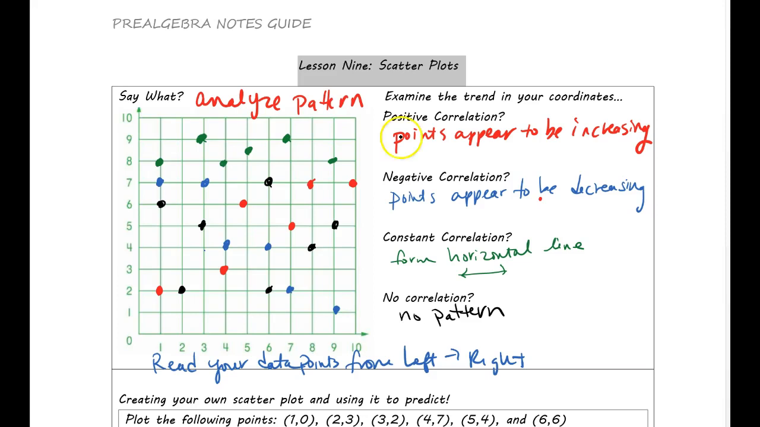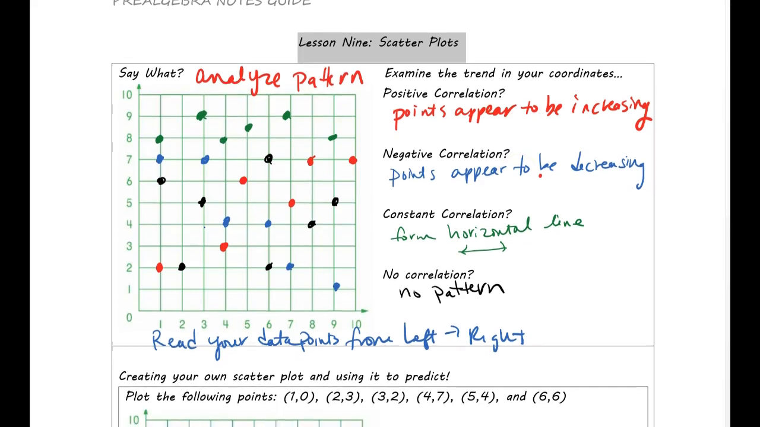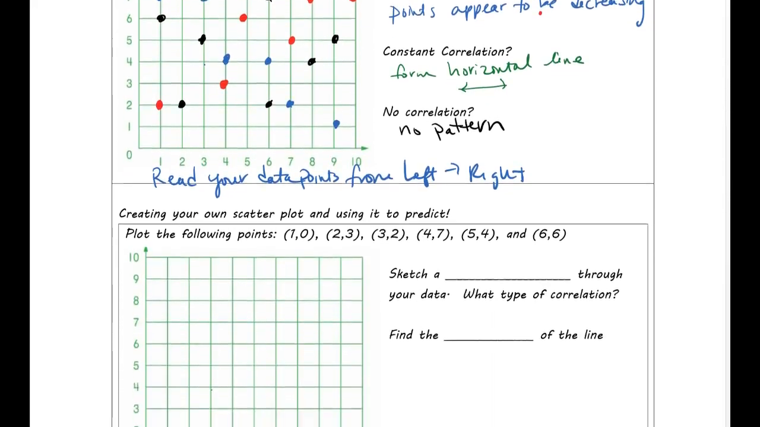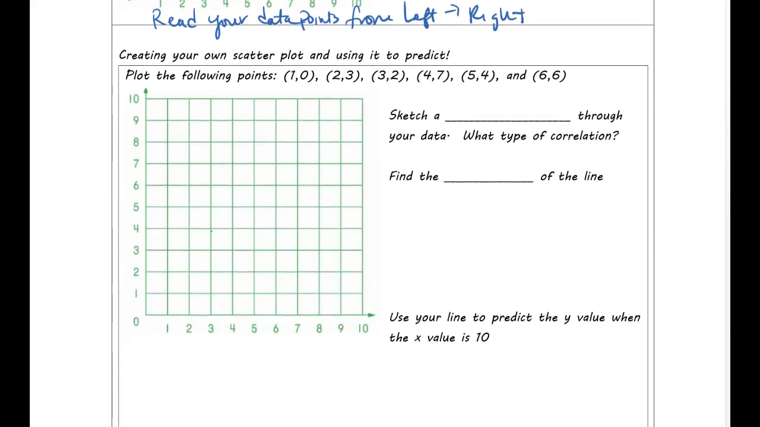So now that we've talked about the vocab and how you're supposed to sort of look at your stuff, let's actually try a problem and see what the point of all this is, okay? And then we'll go into the real world stuff that I mentioned. Okay, creating your own scatter plot and using it to predict. So the first thing is it says plot the following points, and it gives you a bunch of points on the grid.